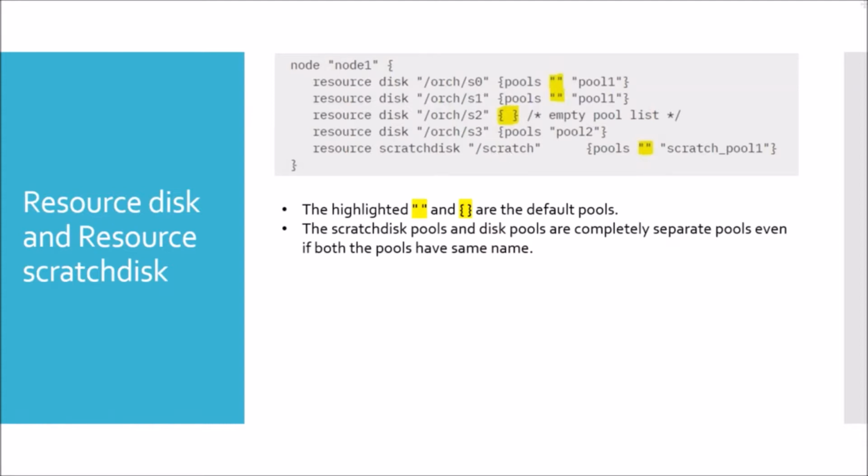As explained, we can assign disk space and scratch disk space to various pools as shown over here. The empty double quotation marks or the empty open braces refers to the default pool. Here you see in the resource disk I have pool 1. If I do pool 1 over the scratch disk directory as well, this pool 1 and that pool 1 would be completely different pools, even though their names are same.